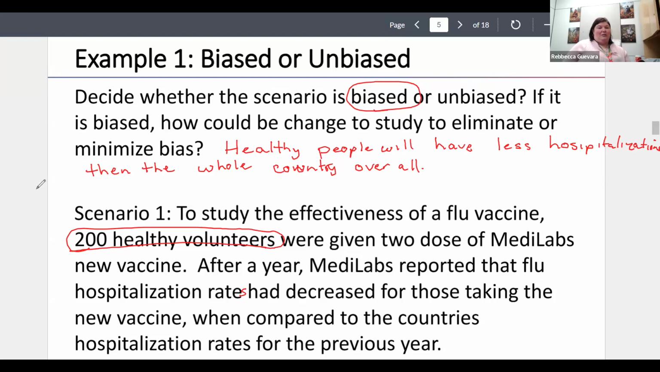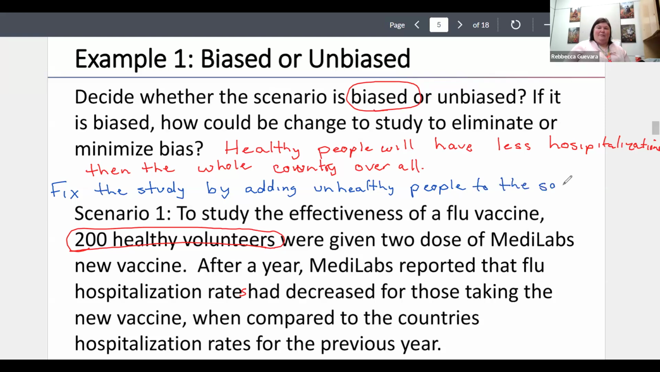So what I could do to fix it, and this is maybe not the best idea, is fix the study by adding unhealthy people to the sample. So not only do we look at just healthy people, we want to look at people who have heart disease, who have emphysema, who are immune compromised, all these other things. Technically, that's what we'd want to look at.